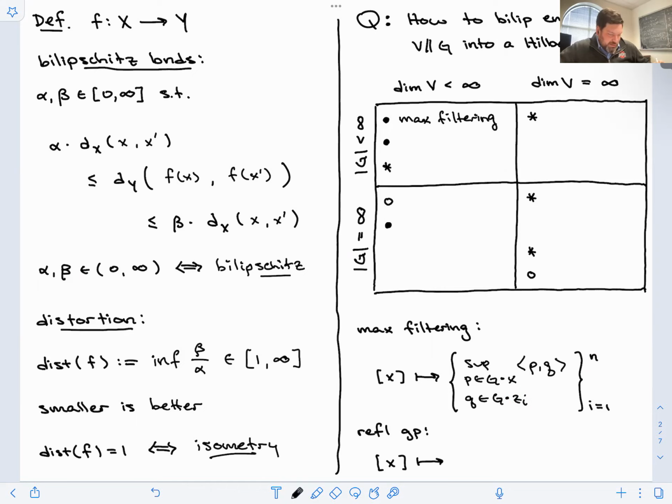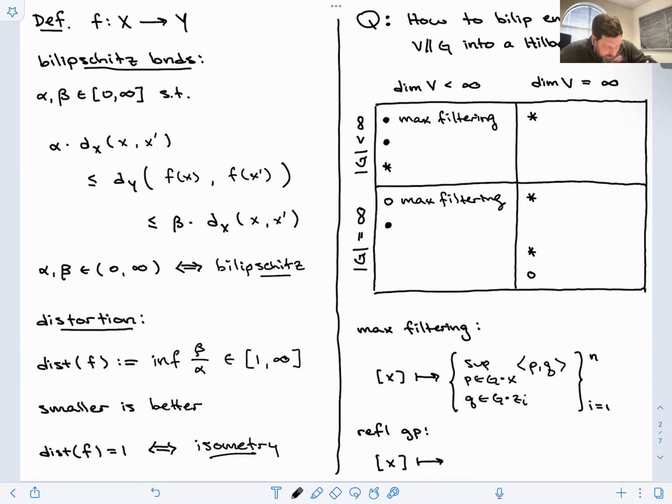And I don't remember if he mentioned this, but it's an open problem whether max filtering delivers a bi-Lipschitz map when the group is infinite. We believe that it's going to be bi-Lipschitz in this setting. In fact, it is known to be injective once the dimension is at least twice the dimension of the original space. Yeah, it's still an open question whether it's bi-Lipschitz.